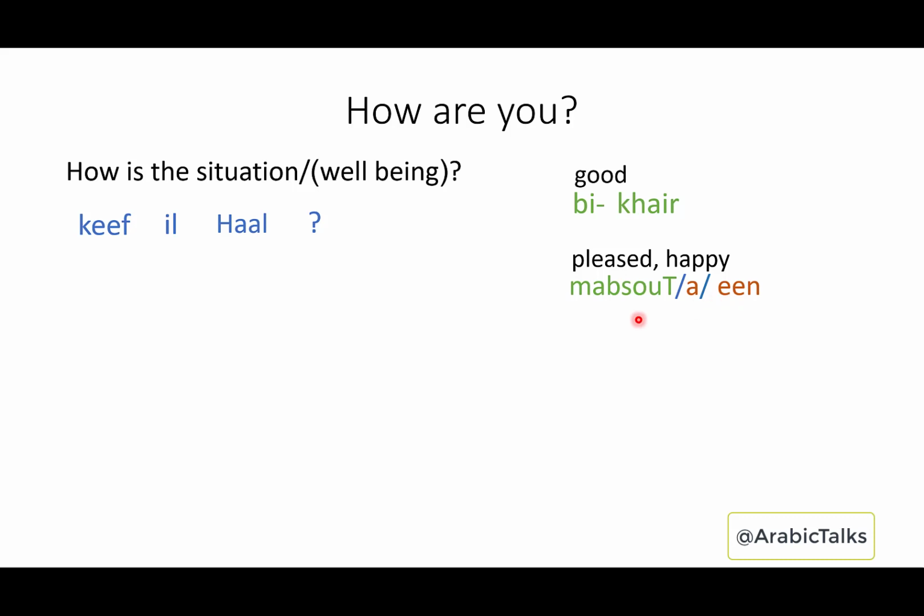Okay, so let's say I am asking you, how are you? And you are a lady. كيف الحال? What will you say? مبسوطة. Let's say I am asking you and you are a couple. كيف الحال? One of you or both of you will say مبسوطين. Now I will ask you and you are a man. كيف الحال? مبسوط. Great. Let's come to a third reply.